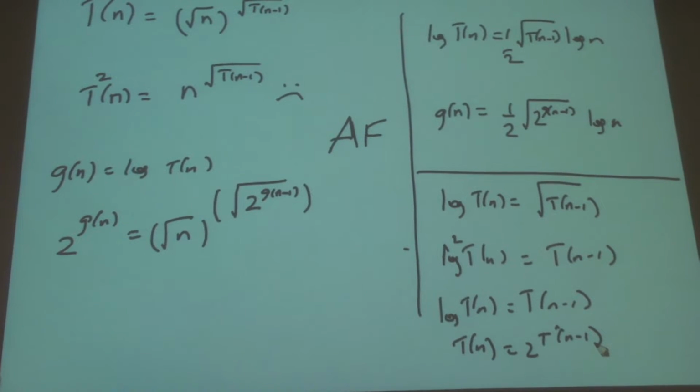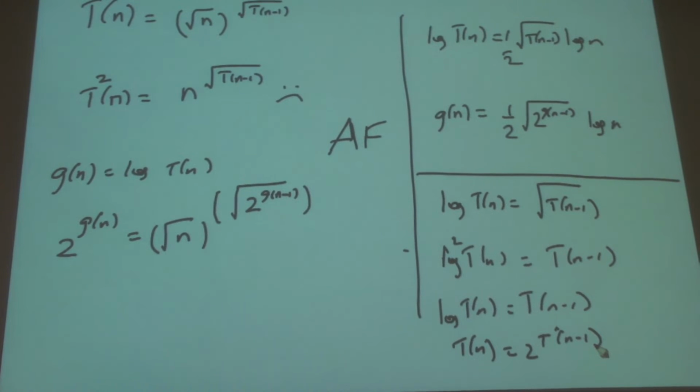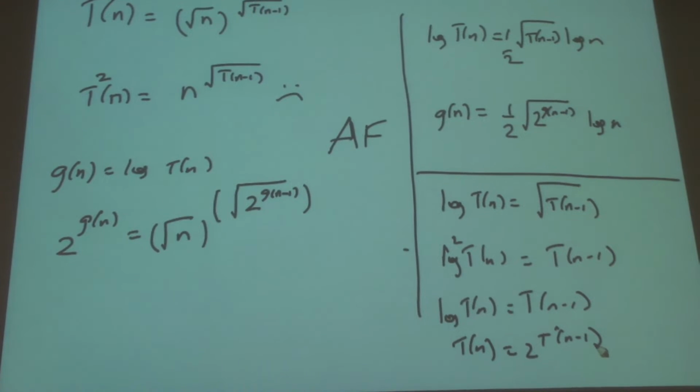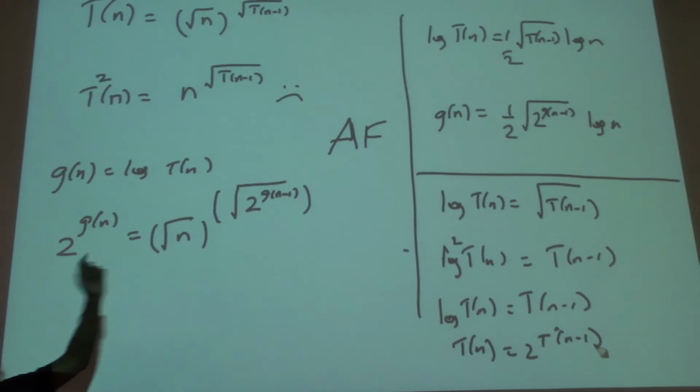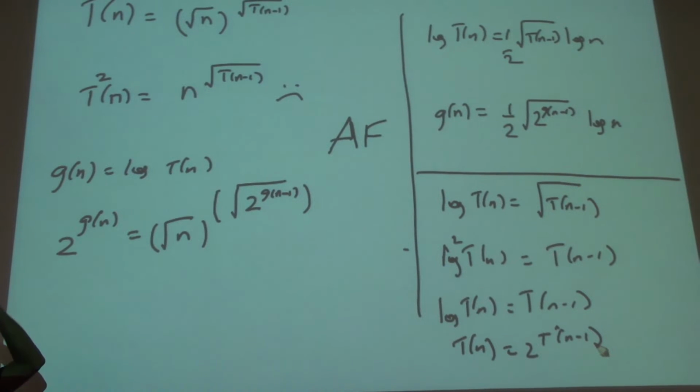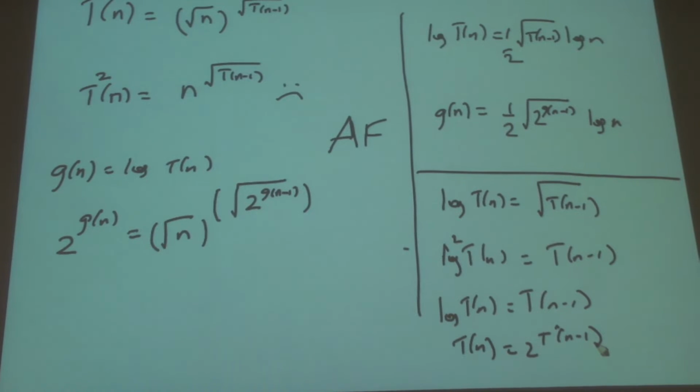What do you think? Is it going to get worse or going to get better? I mean, is it going to make t of n grow at a faster rate or a slower rate when I remove the square? It grows slower. Why is that? Because you're not squaring.